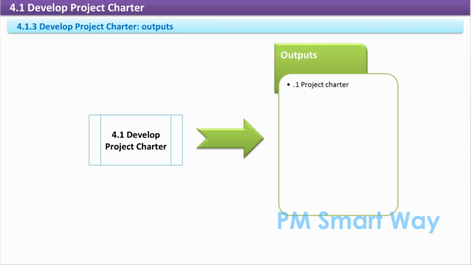Develop project charter. Outputs. Project charter. The project charter formally authorizes the project and the project manager. It also provides the business case, objectives, and success criteria of the project. The charter provides the framework for project planning activities.